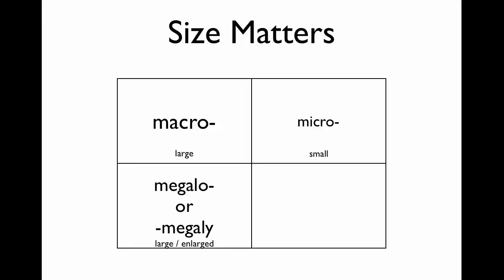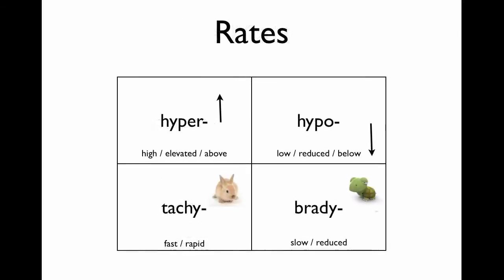A lot of terms, prefixes especially, relate to size. Size matters, of course. Macro, which means large, micro, which means small. You probably know those. Megalo or megali means large or enlarged. Rates. This is really important to take note because a lot of these prefixes look very much the same, but they mean dramatically different things.